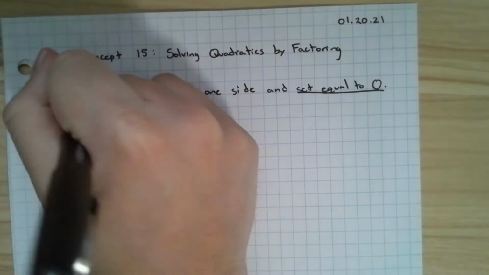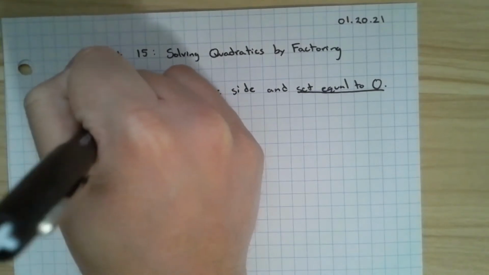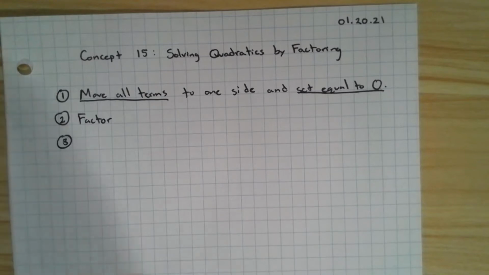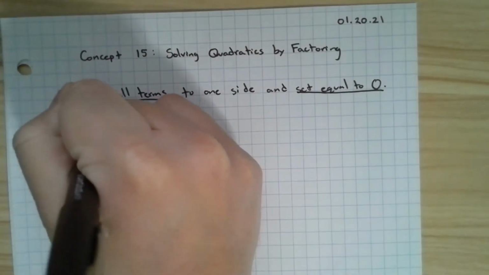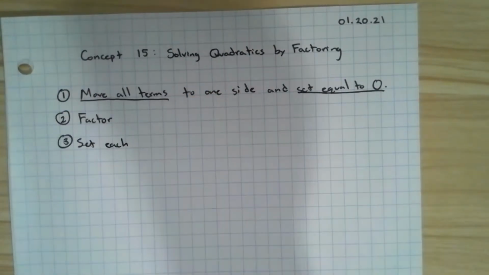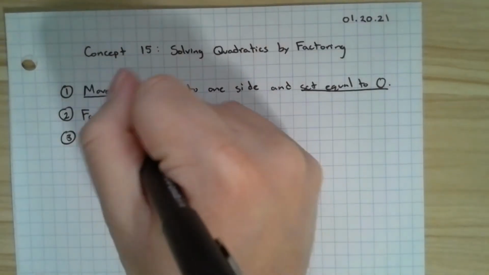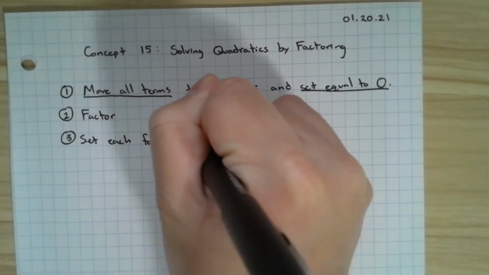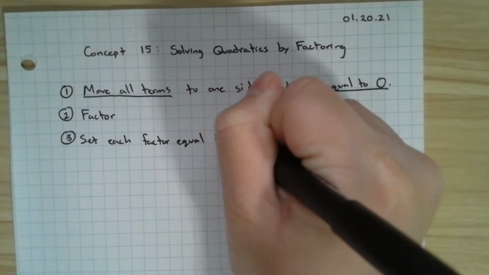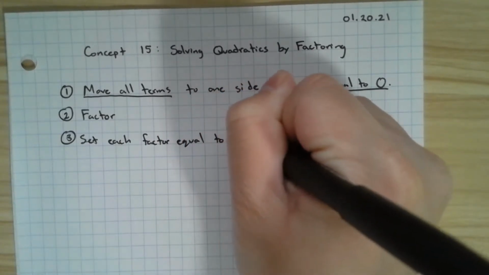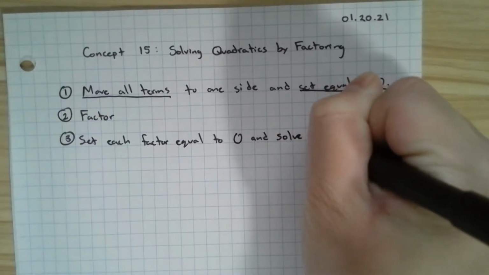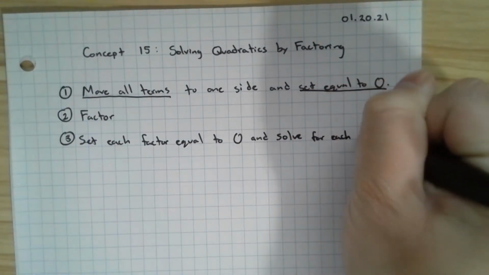Step 2 is factor. Step 3 is set each factor equal to 0 and solve for each x value. There's going to be some review here.